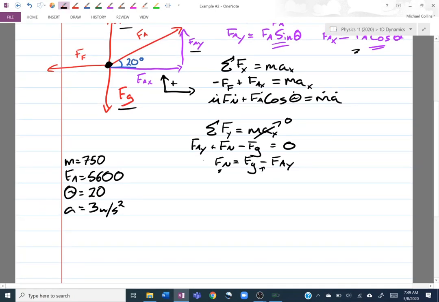I can then take this equation, which I can put a little 1 beside, and substitute it into this equation, which I can put a little 2 beside. So I end up with mu times Fg minus Fay plus F. Oh, and see, I dropped that negative sign out in front. There, I went back and put it in. Plus Fa cos theta is equal to Ma.